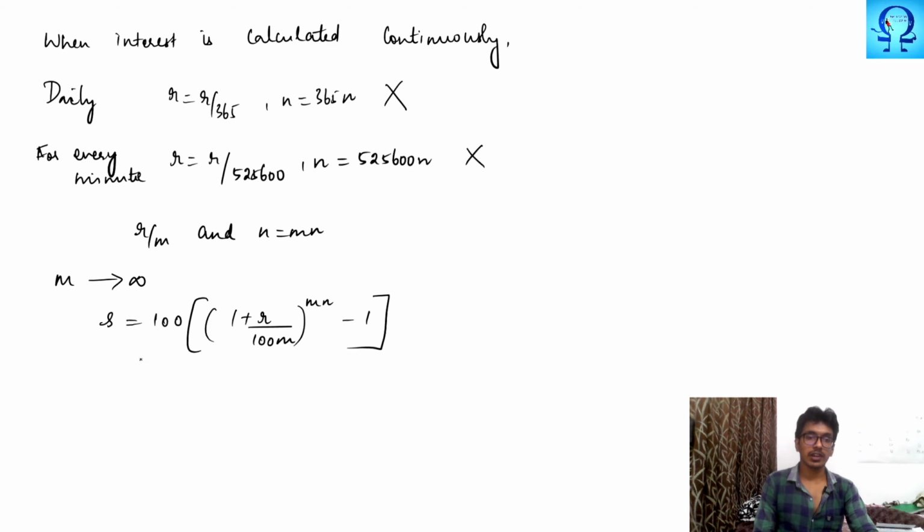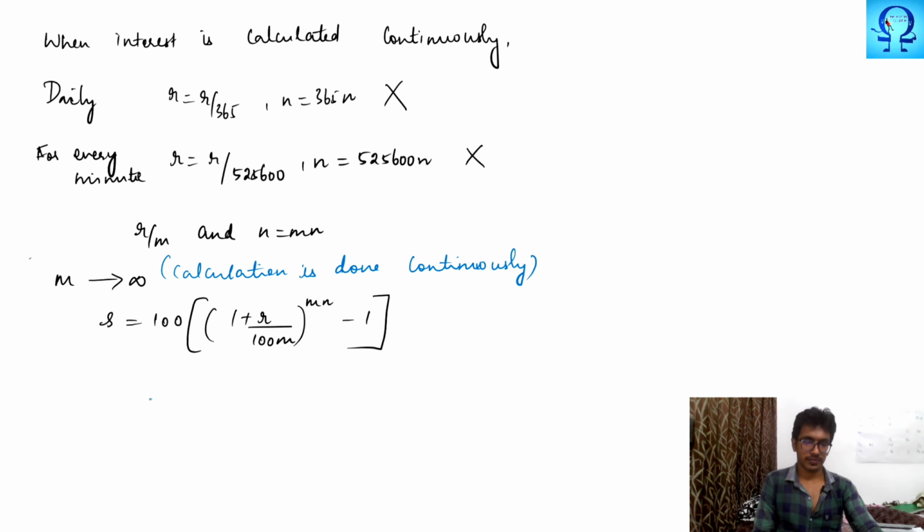What is going to be the effective rate in this case? When m approaches infinity, what is going to happen? That is what we are going to see. This m approaches infinity means the calculation is done continuously. This is what we mathematically represent as m approaches infinity, right? So continuously. With m approaching infinity, we have to look at this thing.